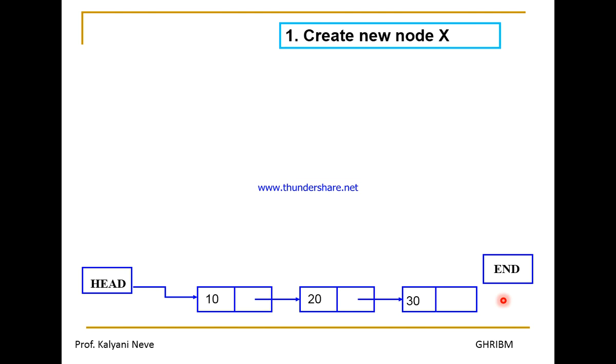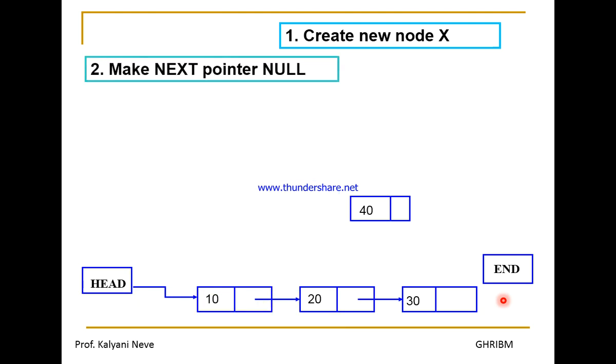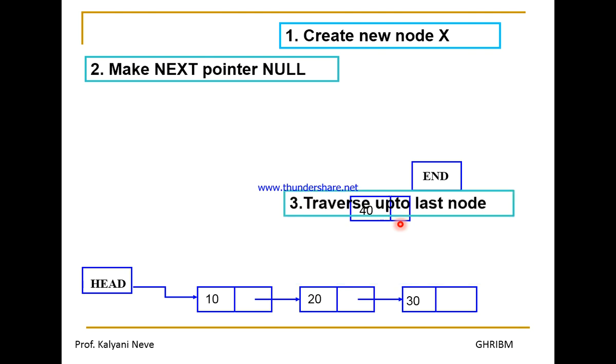According to the algorithm, the first step is create a new node, which we have already seen in the previous two algorithms. Now make the next pointer null. As this node is the last node, we should put the end pointer here, because the last node stores the null value that indicates this is the last node and the end of the linked list. Now this indicates the null pointer.